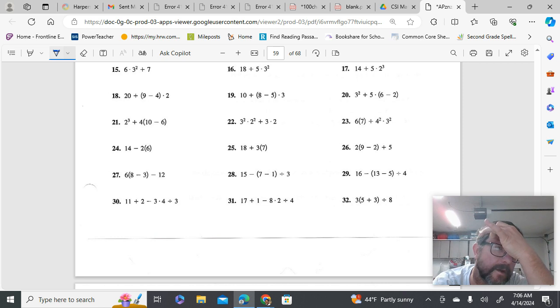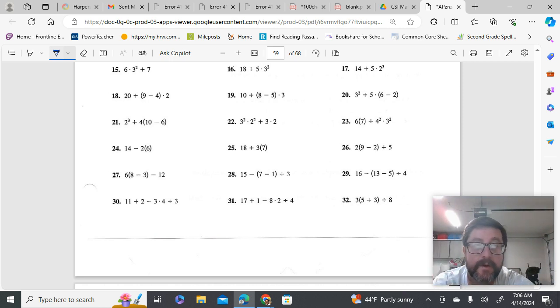Number 15 is 6 times 3 squared plus 7. So, first off, there's no parentheses, so you don't have to worry about parentheses. There is an exponent, 3 squared. So you can put 3 times 3, or you can just hit 3, the squared button.